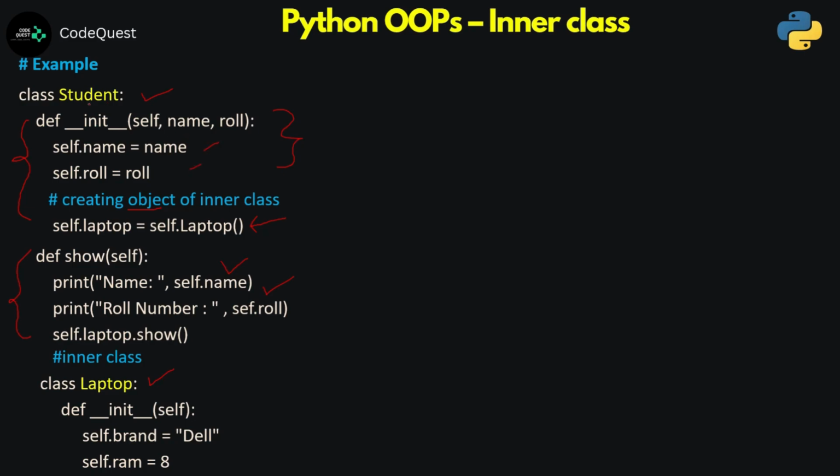Whenever the object of this student class is created, obviously this constructor will be called, and these two lines are going to initialize the values of name and role, and also it is going to create the object of the inner class, that is your laptop. Now, while defining the inner class, we have taken a constructor here. It is a non-parameterized constructor where we have initialized two instance variables. Let's say some brand set with some Dell and some RAM we have set with 8.